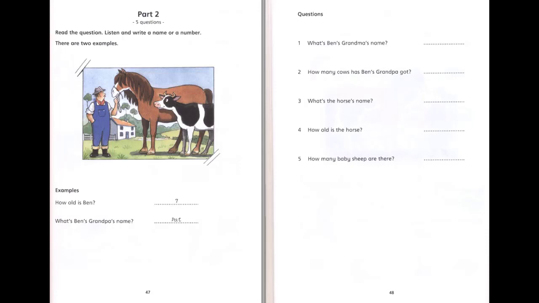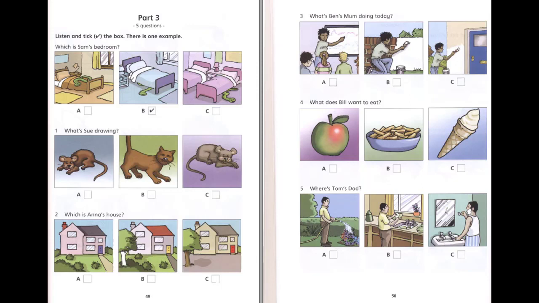Part 3. Look at the pictures. Now listen and look. There is one example. Which is Sam's bedroom? Are there two beds in Sam's bedroom? No, that's my bedroom. There's one bed in Sam's bedroom. Oh, OK. And is there a snake on the bed in Sam's bedroom? No, the snake's under the bed. This is an example. The snake is in Sam's bedroom under the bed. Can you see the tick? Now you listen and tick the box.